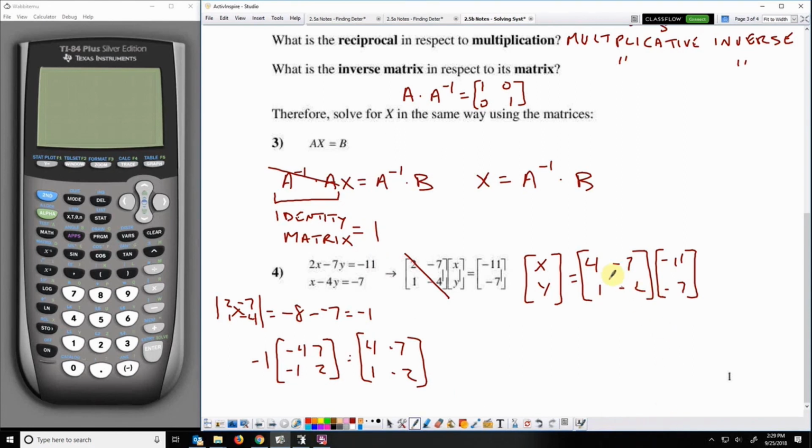So when we multiply, we do the first row by the first column. So we're going to get negative 44 plus 49, which is 5. And the second row by the first column, negative 11 plus 14, which is 3. So that means that x is 5 and y is 3.